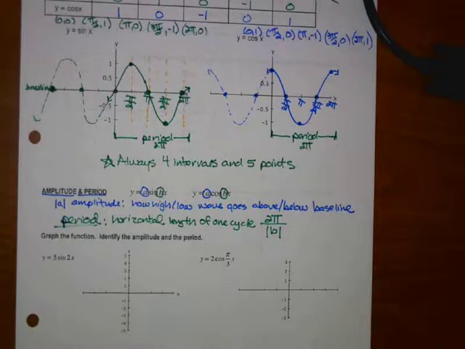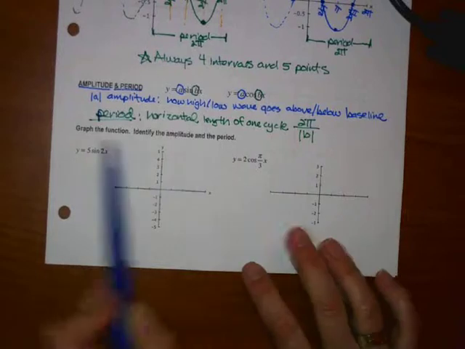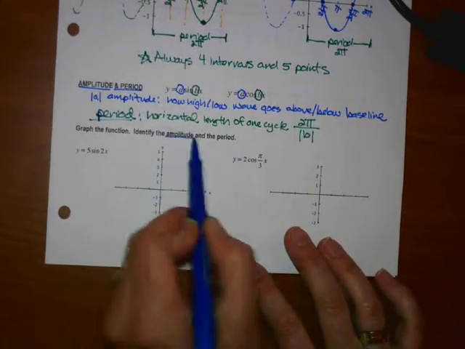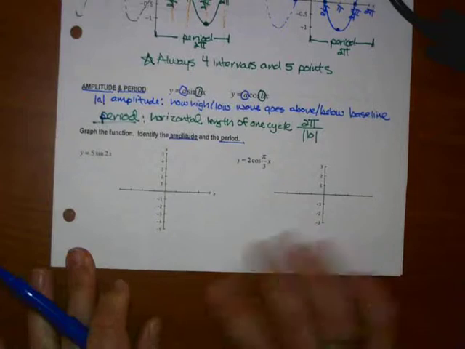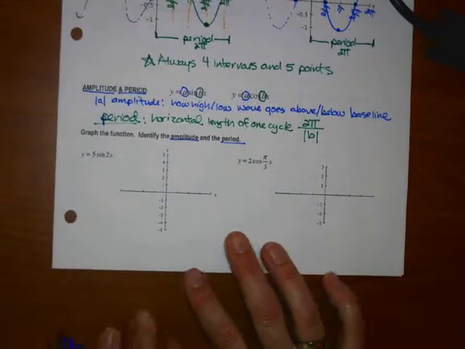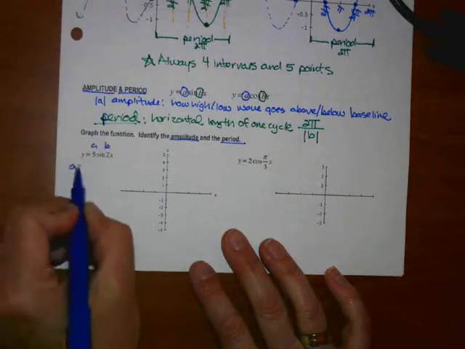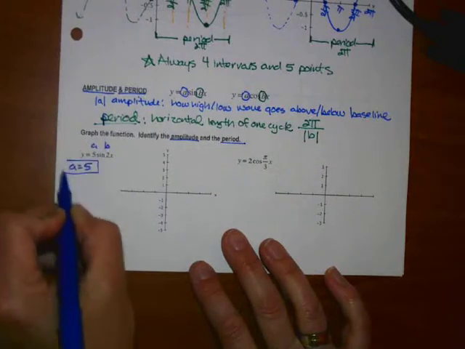Good, let's go. Let's practice 2 of them, and then that's it for the day. All right, make it quick. Okay? So, graph the function, identify the amplitude and the period. First of all, here's my function, y equals 5 sine 2x. What's the amplitude? What's the a? Correct. A equals 5, so that one was easy.